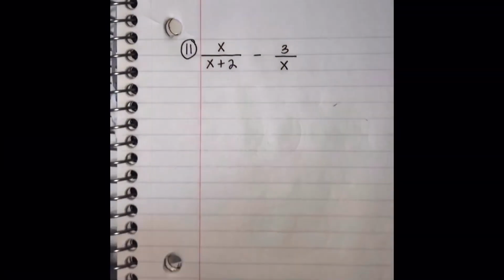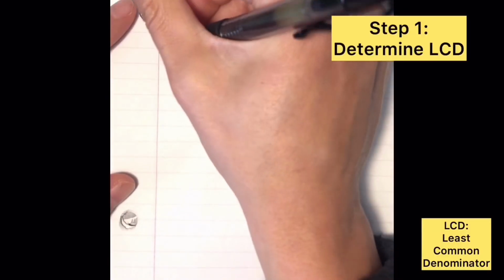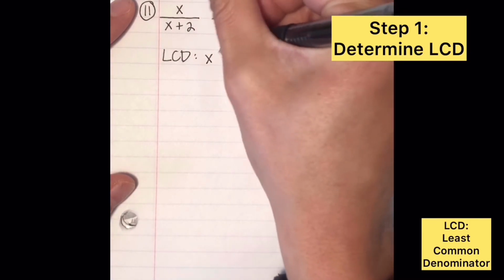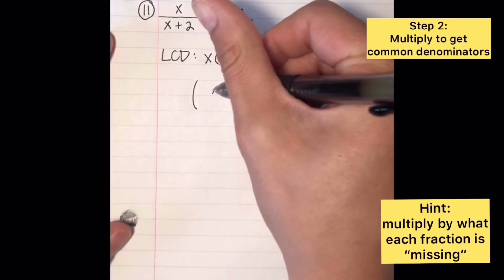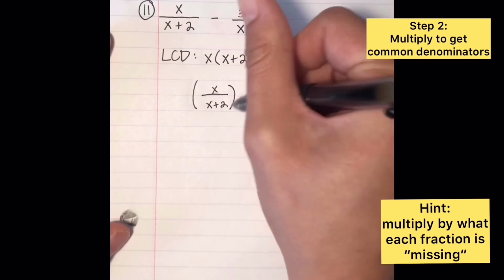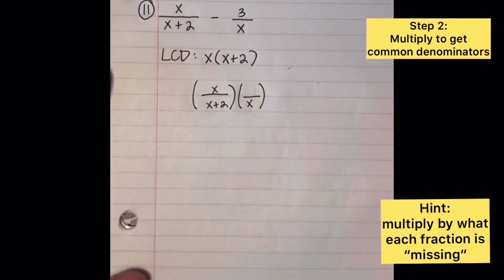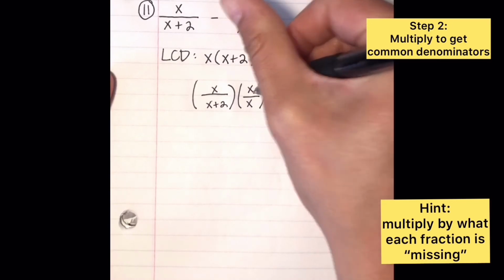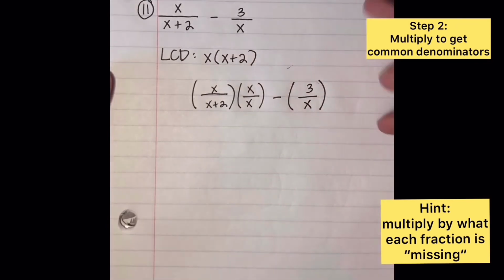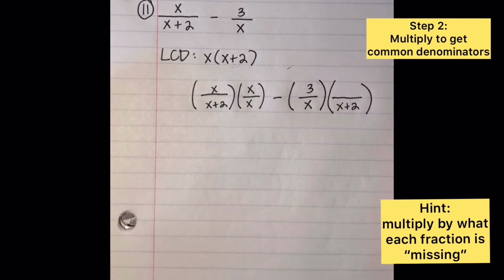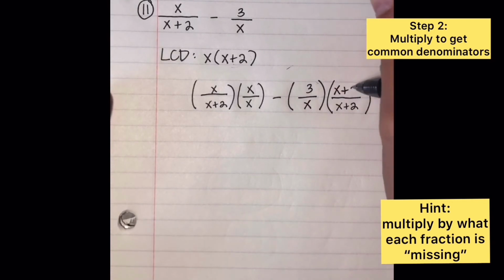11, we've got x over x plus 2 minus 3 over x. The least common denominator here is x times x plus 2. This first fraction has x plus 2 on the bottom, but is missing an x on the bottom. You can't just multiply by x, you have to multiply by x over x. Minus, the second fraction is 3 over x. It's got x on the bottom, but it's missing this x plus 2. So we need to multiply by x plus 2. You can't just multiply the bottom, you've got to multiply the top and the bottom.